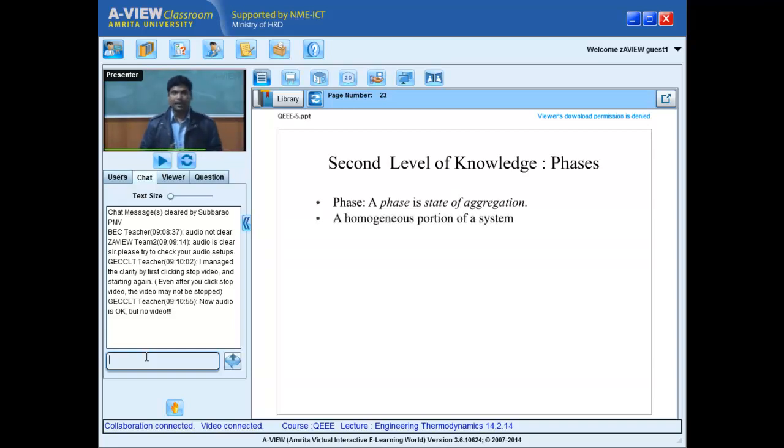And if this aggregation is homogeneous throughout, then I can say it is a single phase. If the aggregation level changes within the system, then I say it is phase-wise inhomogeneous. As a component, it is homogeneous. As a component, it is invariant, but because of the aggregation, there may be a change.